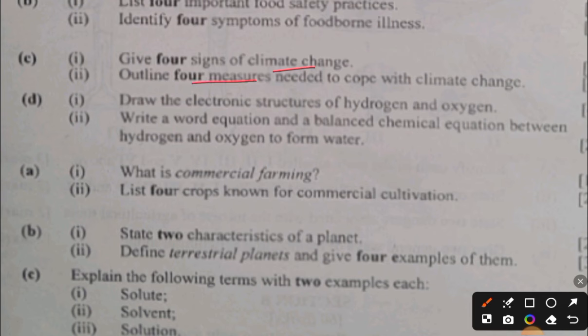Outline 4 measures needed to cope with climate change. So 1. Transitioning to the use of renewable energy. Afforestation. Also promote sustainable agricultural practices, and also practice water conservation management.